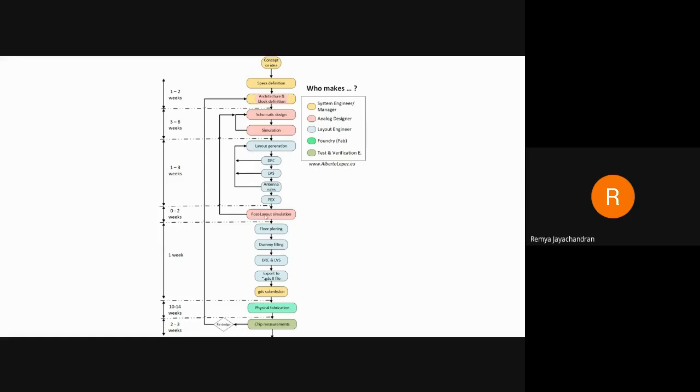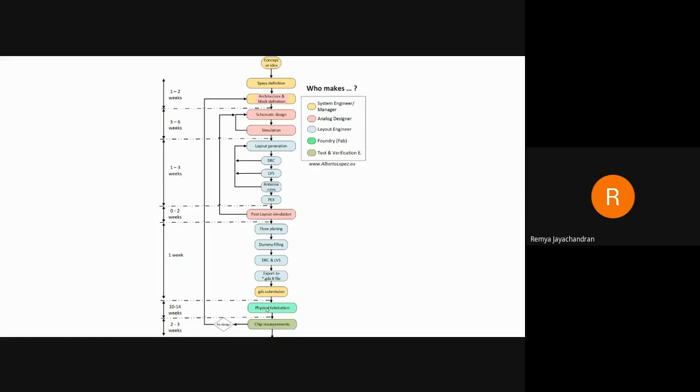And then the post layout simulation and verifying the results. If it is not matching the expected result, then you have to redesign the circuit and undergo the same procedure again. Once it is ready, then we can go for the floor planning and the placement, then dummy filling, DRC and LVS, and you can export this to the GDS2 file, and then the submission.